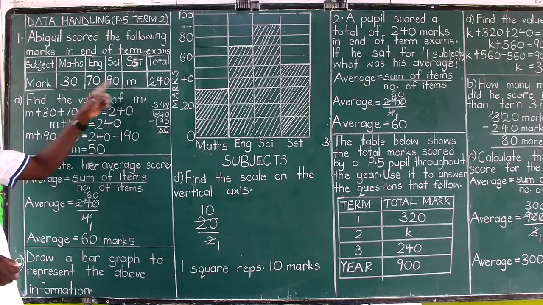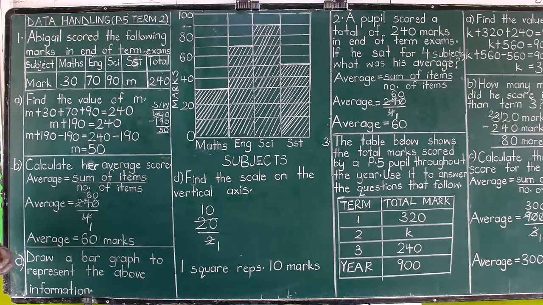Still 60, 60, 60, 60. And you'll get back at the 240. But it's not the case. Please remember, average is an assumption of equal share. But it's just an assumption, like I've said. So we go to part C.